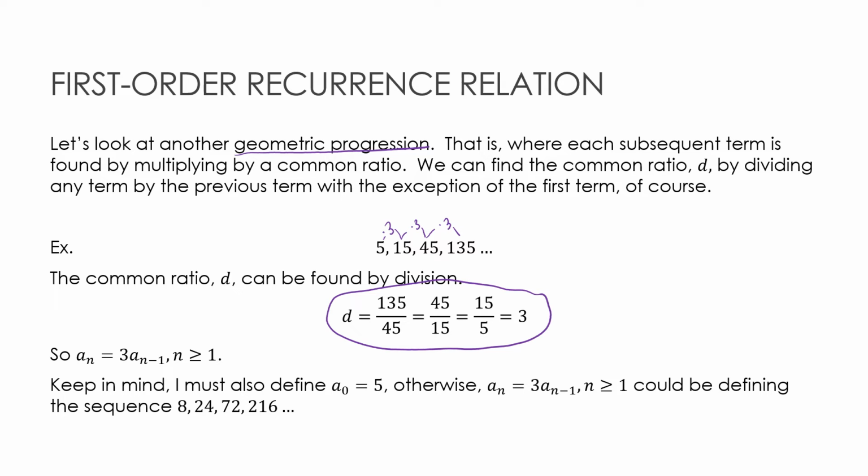So if I just asked you to define the recurrence relation, remember all I need is where's my starting point and where do I go from there. So I have to define that a sub 0 is 5, because that gives me where I'm getting started. Then I have to decide, how did I get to the next one? Well, to find the next one, I'm going to take 3 times the previous term. And notice I've specified that n is greater than or equal to 1. This part is very important, because otherwise all I'm telling you to do is multiply by 3 and I don't know where I started. So this could also use that same recurrence relation, just with a different starting point.